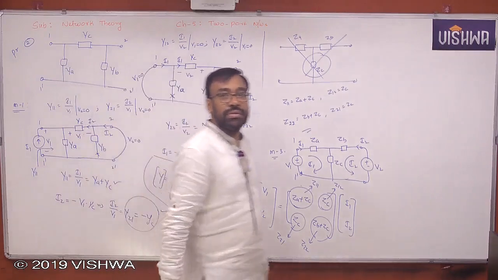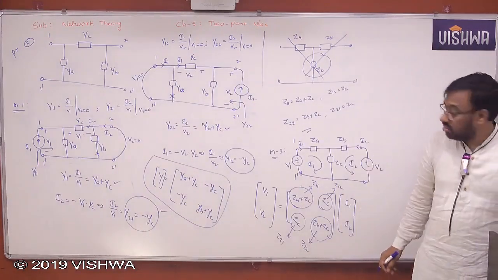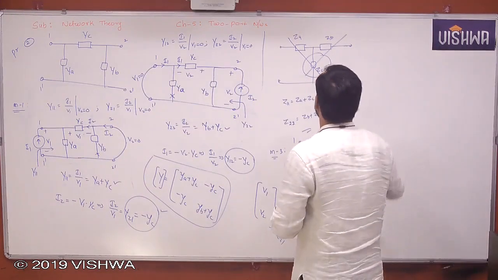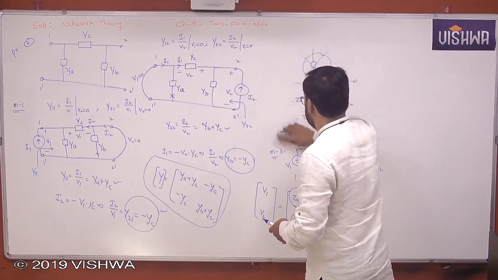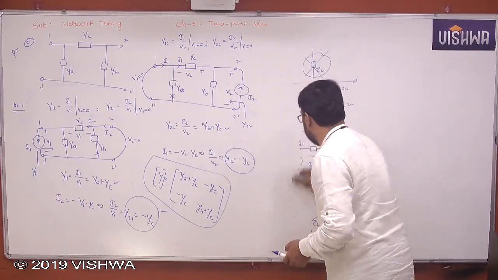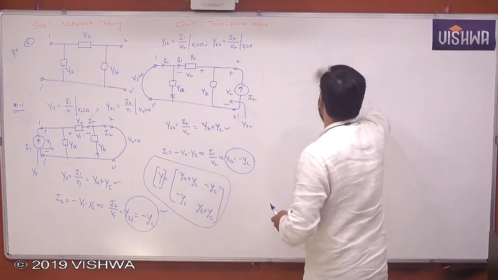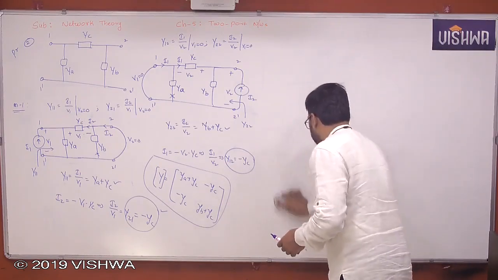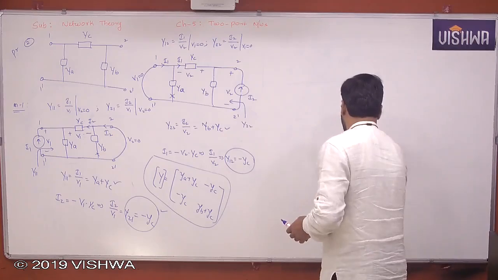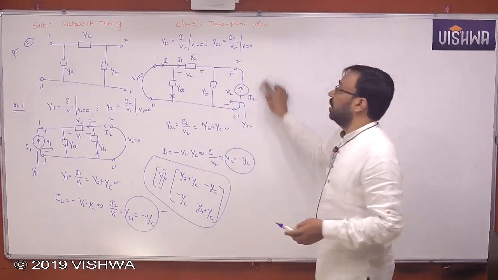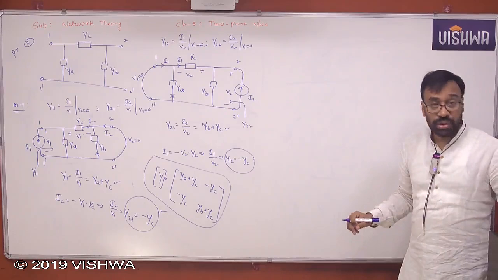Is it clear, all of you? Okay. So this is how you generally calculate the Y parameters. From this we understand easily that when the pi model is given, Y11 can be easily observed, right? Y12, Y21, Y22 can be observed easily.